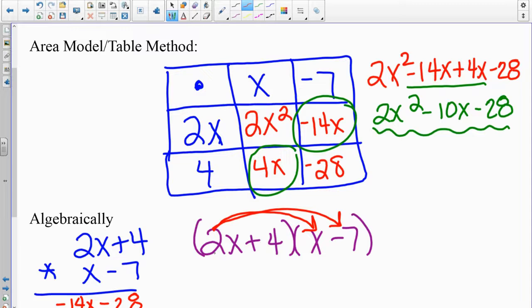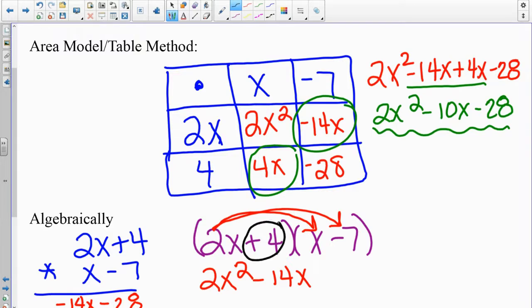So distribute once here. So 2x times x is 2x squared. 2x times the negative 7 is negative 14x. And then we're going to distribute the 4. So that's that big difference. Last lesson, you only had one monomial in the front. You only had to distribute once. Now we have a binomial, which means two terms, so you have to distribute twice.